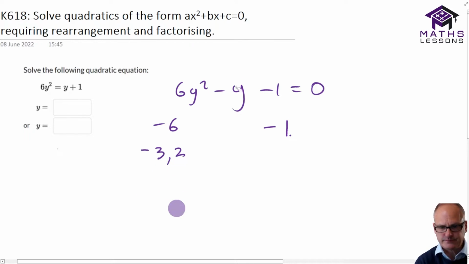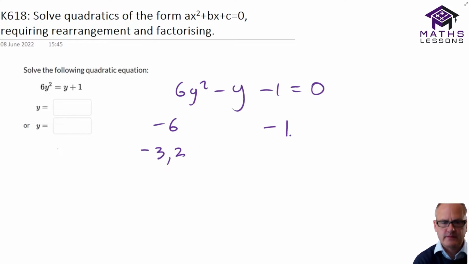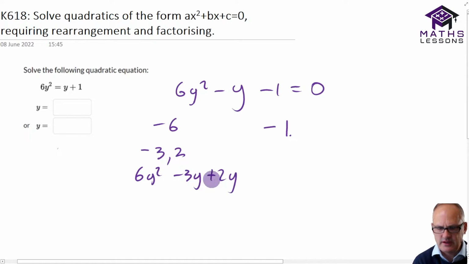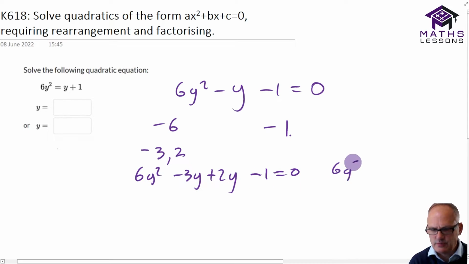And what I do is I split this y up using the -3 and the 2. Let's see how that works. It doesn't matter what order you do it, so I'm going to do both together so you can see them both happening at the same time. I'm going to have 6y², and I'm going to write this as -3y plus the 2y. You can see that gives me the -y I need when you combine these, then -1 equals 0. And I'm going to do it the other way around just to show that it doesn't matter which way round you do them: 6y² plus 2y minus 3y minus 1 equals 0.